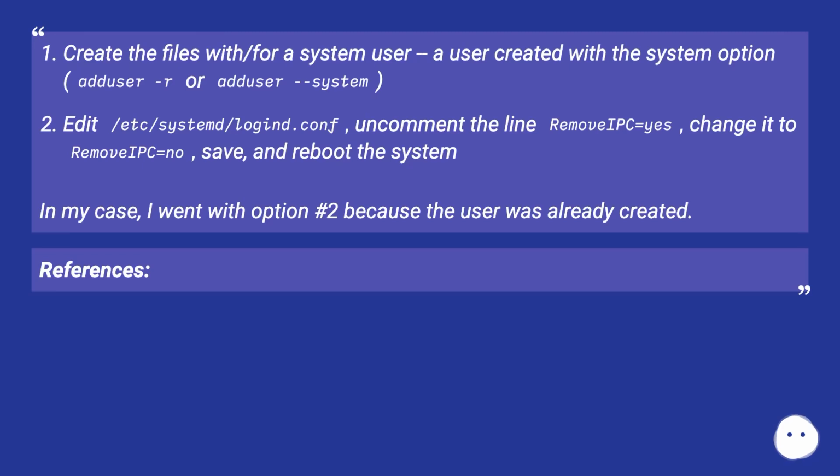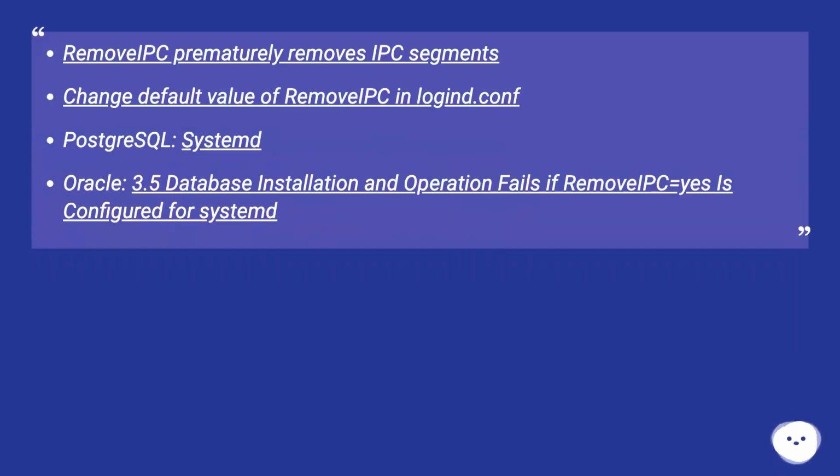References. RemoveIPC prematurely removes IPC segments. Change default value of RemoveIPC in logind.conf. PostgreSQL, systemd: Oracle 3.5 database installation and operation fails if RemoveIPC=yes is configured for systemd.